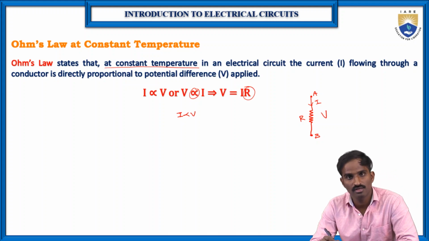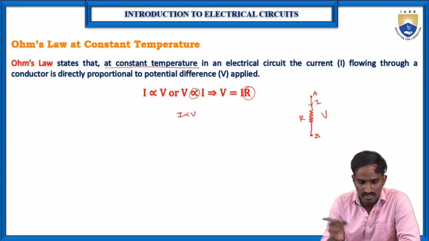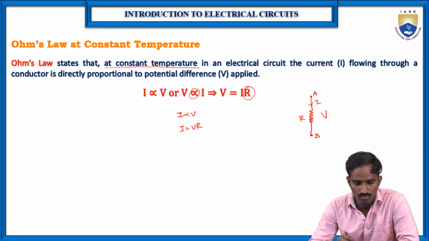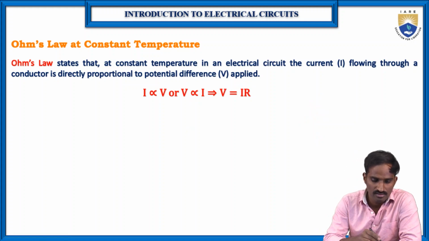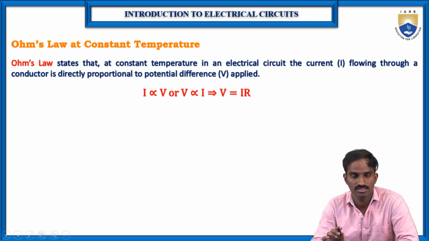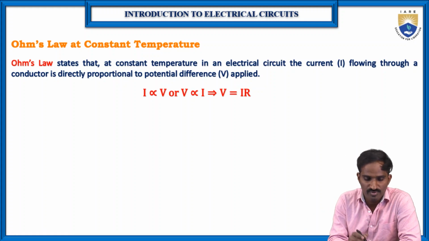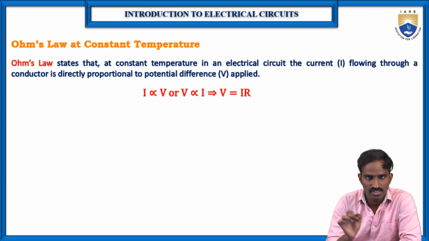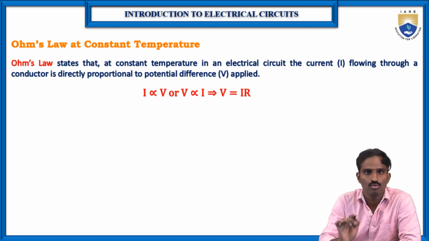So the current flowing through an element is directly proportional to the voltage across the element. In other words, I is equal to V by R. This is Ohm's law. Don't forget, this is at constant temperature. Without mentioning the constant temperature, the statement will be wrong, which means I will not be directly proportional to V. Only at constant temperature is I directly proportional to V, which states Ohm's law.